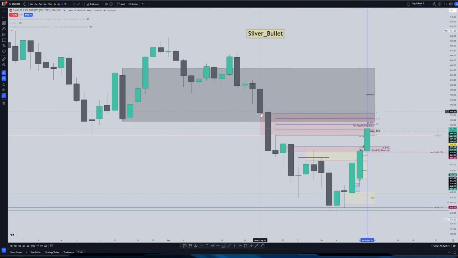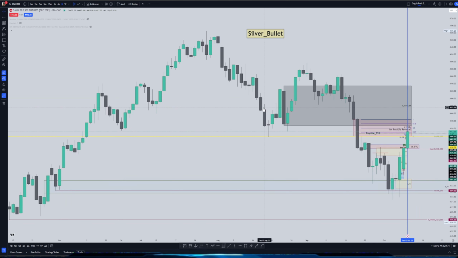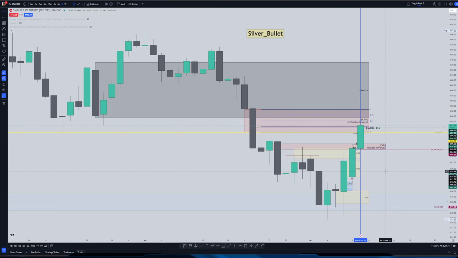However, this fair value is the liquidity that price took on the daily time frame, and since there is another fair value up there, it can go there. There is nothing wrong with that, but I'm thinking about this one and keeping this one open for the future if that's what price wants to do.